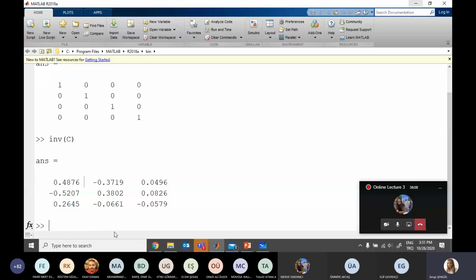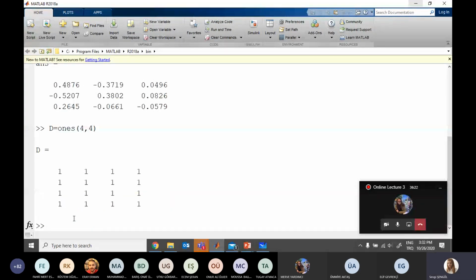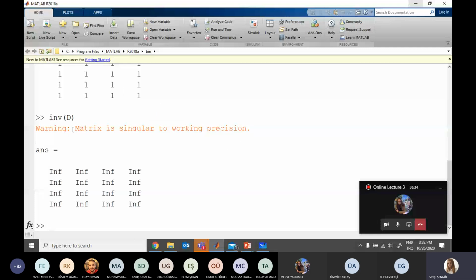And of course, not all square matrices have inverses. For example, let's define one matrix. It has all 4 by 4 ones. Does this matrix have an inverse? It's a very simple matrix. And it says that the matrix is singular to working precision. So it doesn't have an inverse, which means that it is singular.